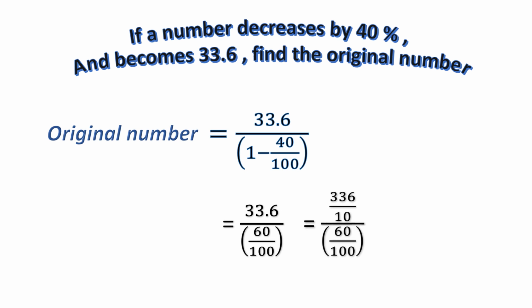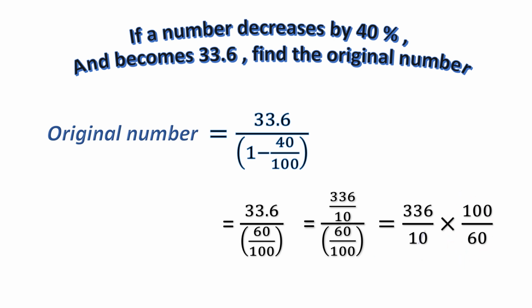So, original number is 33.6 by 1 minus 40 by 100. And if we do the calculation in the bracket, we get 60 by 100. Now 33.6 is converted to fraction, that is 336 by 10 by 60 by 100. In the next step, we can just do the reciprocal of the denominator. So 336 by 10, that is 33.6, is kept as it is. The next denominator, that is 60 by 100, has been changed into its reciprocal.